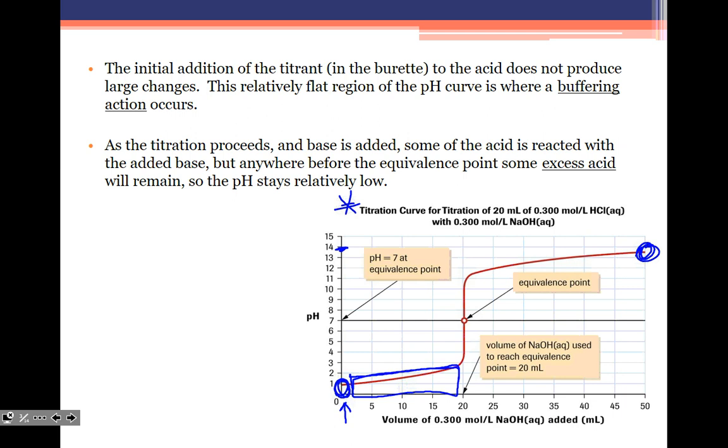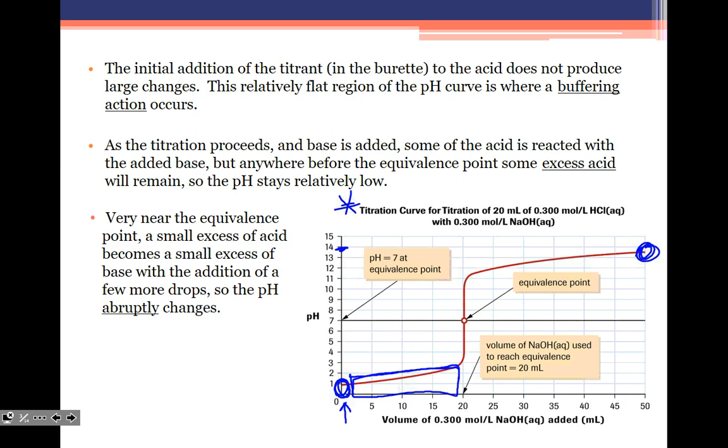As the titration proceeds and the base is added, in this case, some of the acid is reacted with the added base, but anywhere before the equivalence point, some excess acid will remain, so the pH stays relatively low. Very near the equivalence point, remember the equivalence point is when equal amounts of moles of the acid and the base react. Remember that? So very near the equivalence point, a small excess of acid becomes a small excess of base with the addition of a few more drops. So the pH drops abruptly. Okay, so that's right here. So this is kind of like the beginning of our endpoint area.